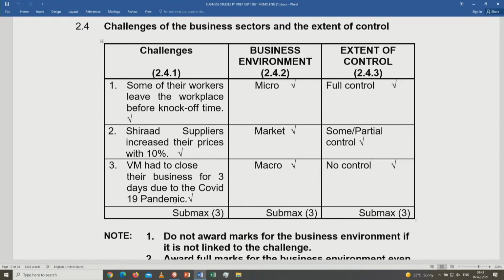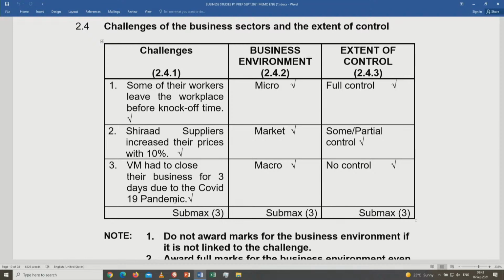The business can deal with that. The business can correct that behavior. Number 2, Grade 12 suppliers increase their prices by 10%. And this falls where? It falls under the market environment, because Grade 12 suppliers fall under the market environment, and the business has partial or some control. The business does not have full control of that.